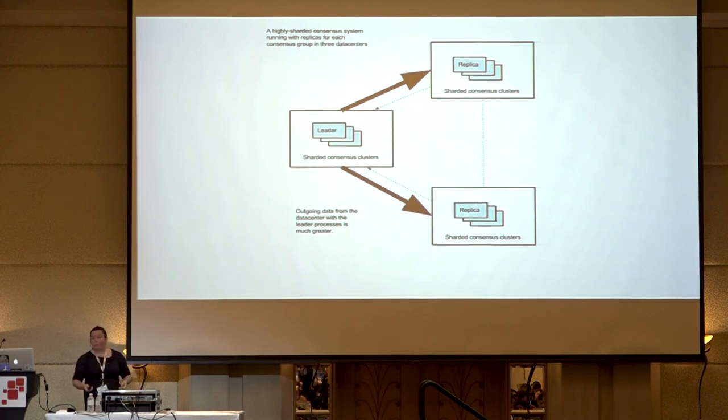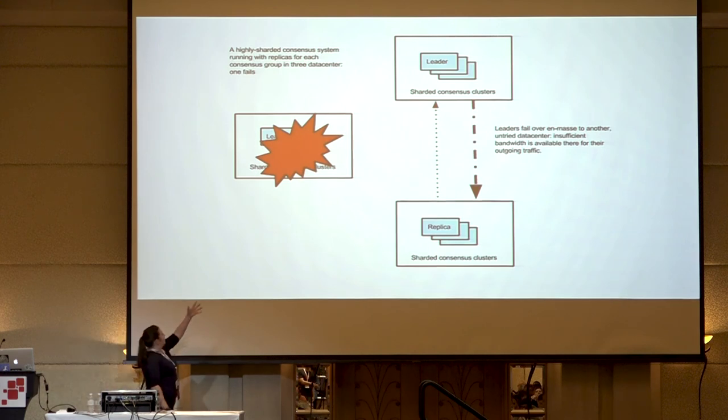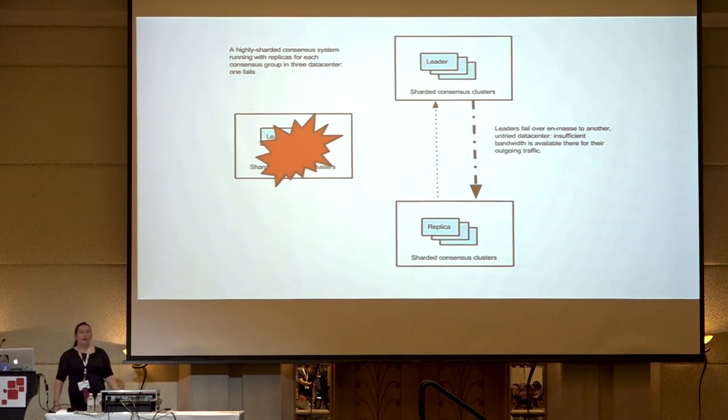So if the data center A on the left here suddenly goes away, we can end up with this. If the leaders all move en masse to our data center at the top, then we suddenly have this big demand for bandwidth from the top cell to the bottom cell. And if that is not available, then we're going to have a bad time. Our distributed consensus is not going to work very well.